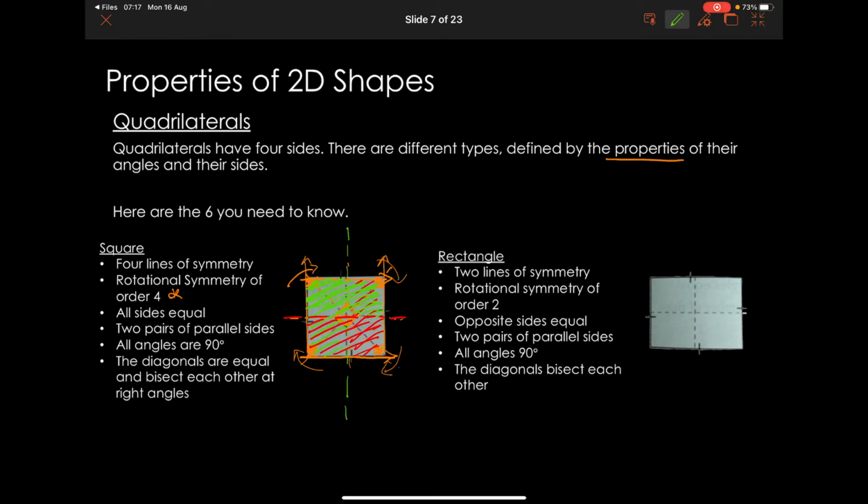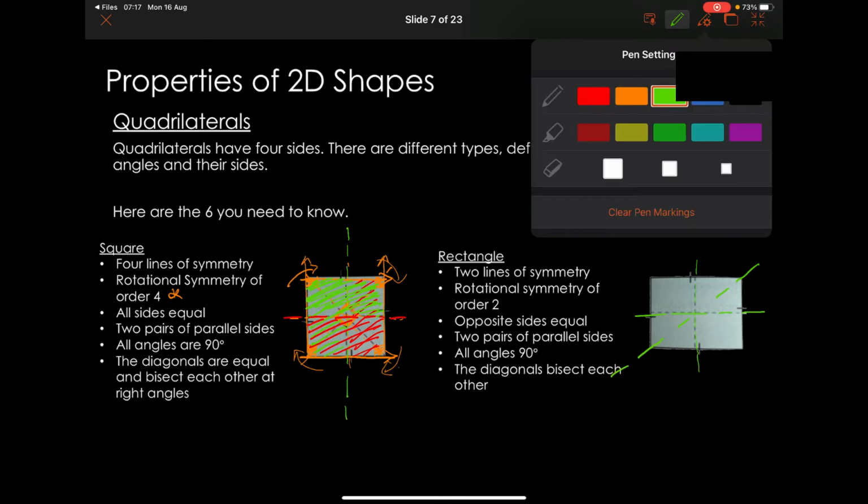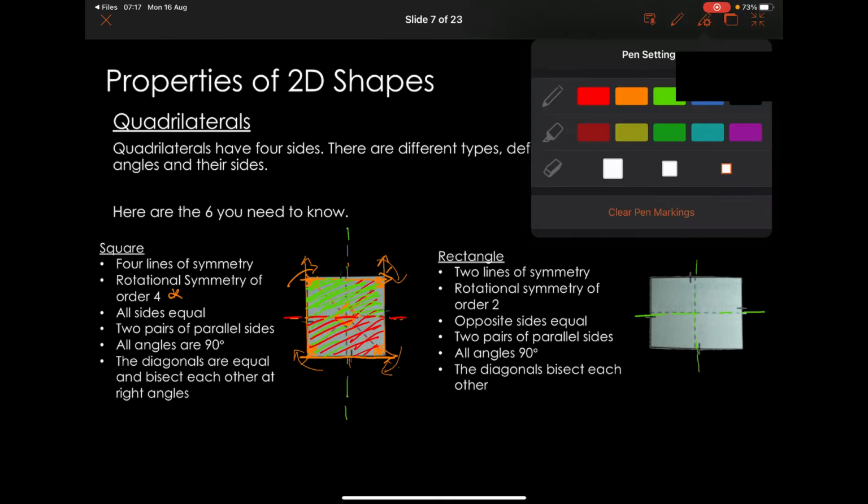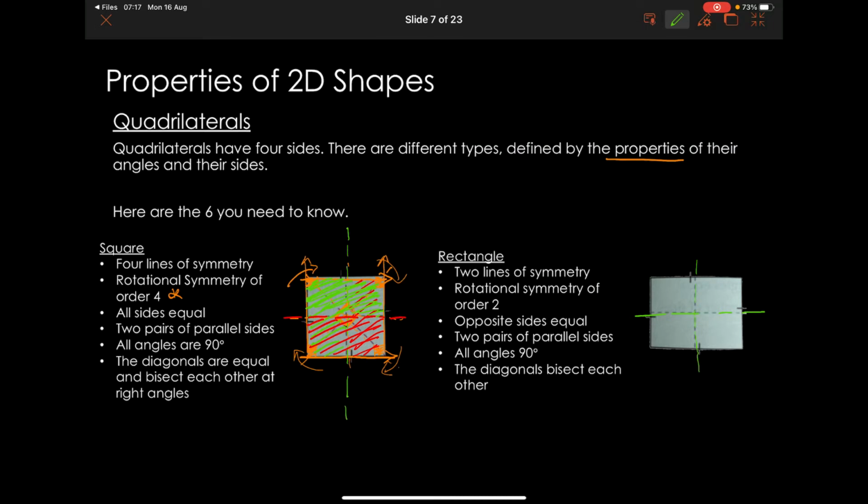Now, a rectangle is a little bit different because it only has 2 lines of symmetry. It doesn't have 4. We can't go down the diagonals because all the sides aren't the same. It has rotational symmetry of order 2, meaning I can turn it all the way around that way and then all the way around back to the beginning. Opposite sides are equal. So this side is the same as this side, and this side is the same as this side.